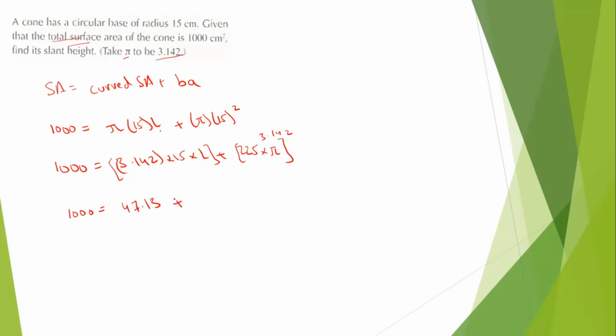Plus, if I find 225 multiplied by 3.142, I get 706.95. Now, if this is being added over here, I am going to subtract it on the other side like this. I will write 47.13 l equals 1000 minus 706.95. l will be equal to, subtract this from the 1000 first. The answer will be 293.05.